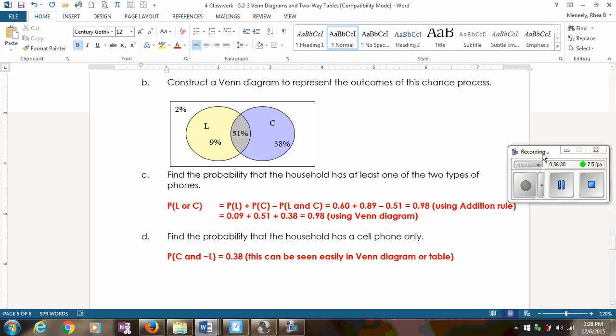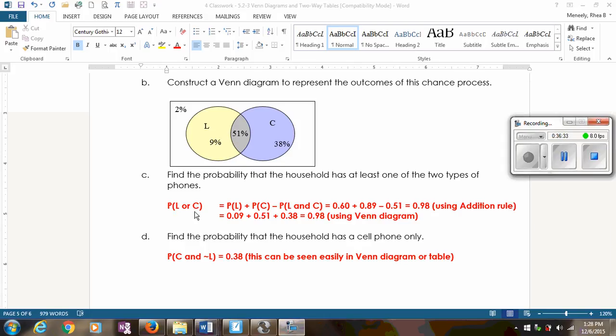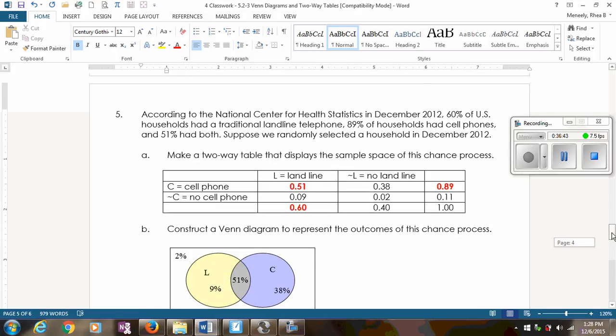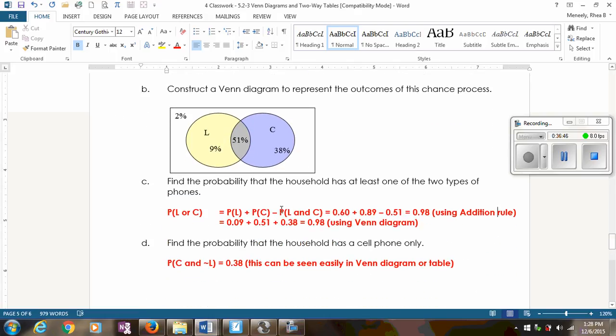Okay, so if I'm trying to find the probability of having a landline or a cell phone, if I use my general addition rule, that means that I have to add the probability of having a landline, which remember we're given is 60%. And if I add that to the probability of having a cell phone, here, let's look at it from the Venn diagram perspective. I'm adding the probability of having a landline, which is 60%, plus the probability of having a cell phone, which we said was 89%, but we have to be careful because we've added the 51 twice, so I have to subtract it out. That means 98% of families have either a landline or cell phone. That's using the addition rule.